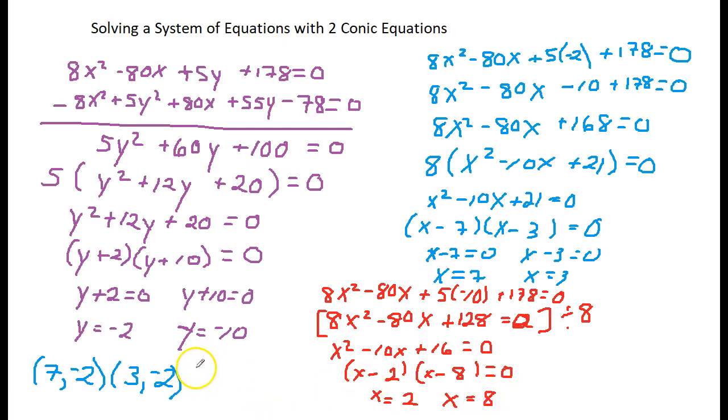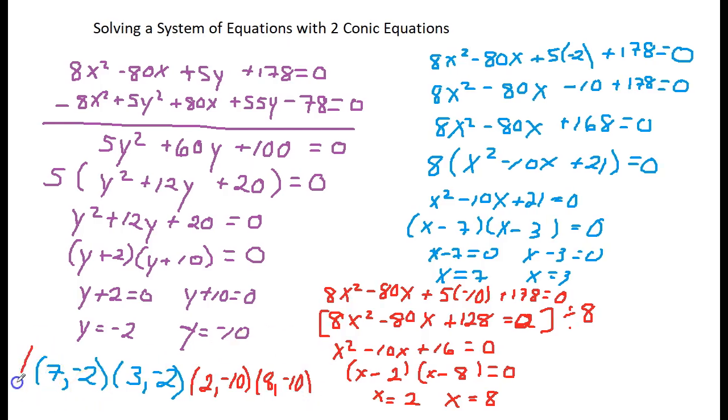So my other two solutions are 2, comma, and remember what we substituted was the negative 10. So negative 10 and 8, negative 10. So here are my 4 solutions right here. I have 4 points where they cross. 7, negative 2, 3, negative 2, 2, negative 10, and 8, negative 10.